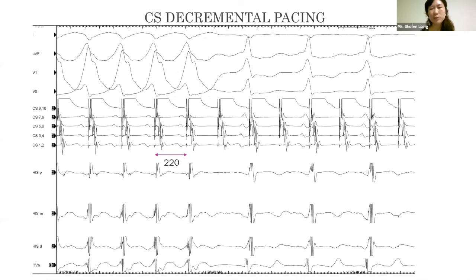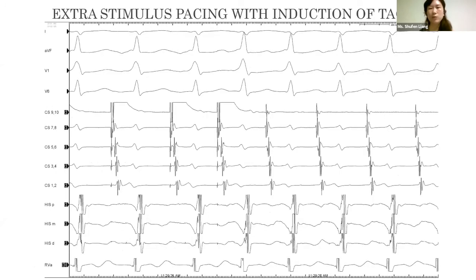For this patient, we probably want to look at how fast the pathway conducts antegradely, and whether the patient is at risk for sudden cardiac death if the patient goes into AF. And you can see antegradely, during maximal pre-excitation, it is really quite fast. So we would have ablated this pathway even if the patient does not have any tachycardia. Yep. Okay, so as we go on to do antegrade pacing, this is what we see.